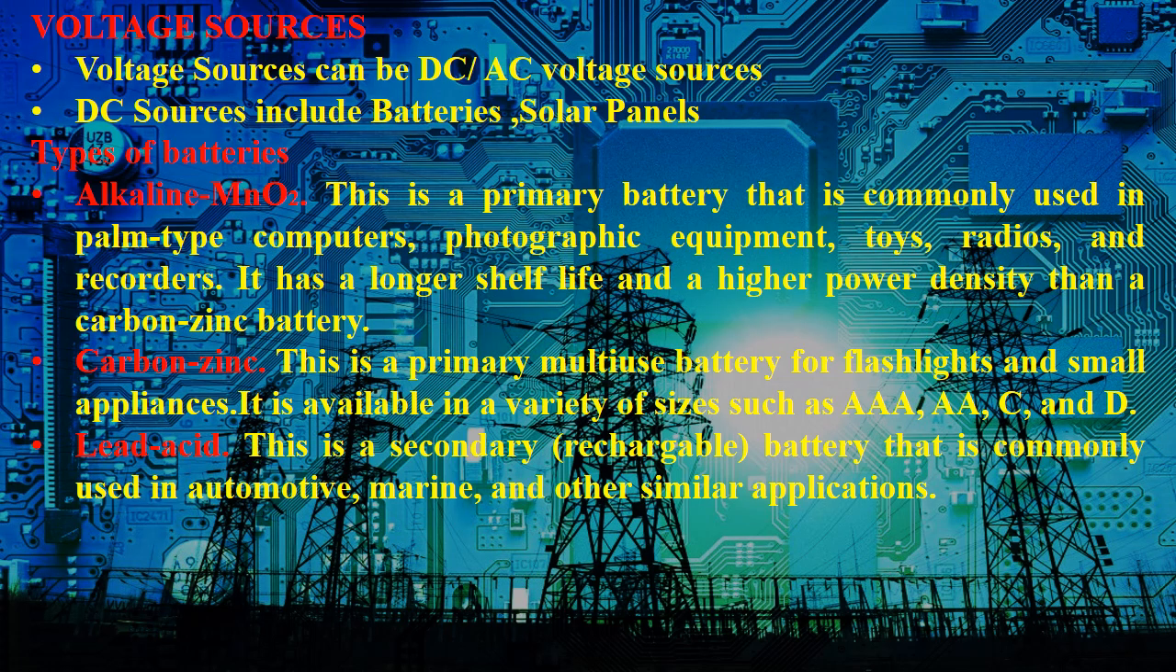Okay, voltage sources. Voltage sources can be DC or AC voltage. DC voltage can be batteries or solar panels. These are DC voltage sources. For AC, we can have a generator, which can produce AC sources. Below are some of the common types of batteries for DC sources: alkaline batteries, carbon batteries, and then we have lead acid batteries. Okay, so these are the different types of batteries that we have.